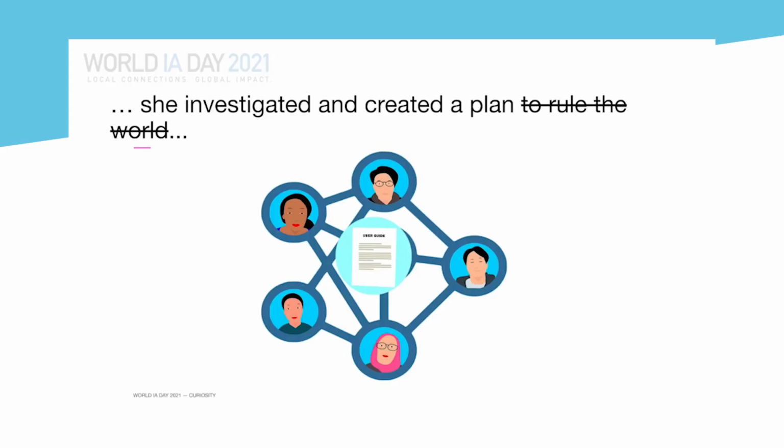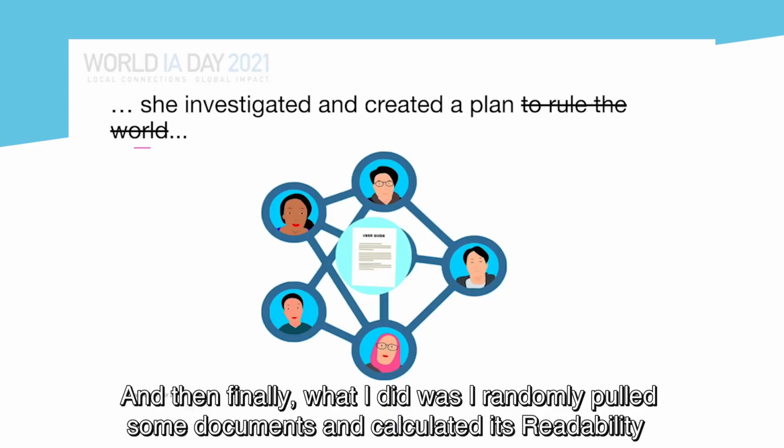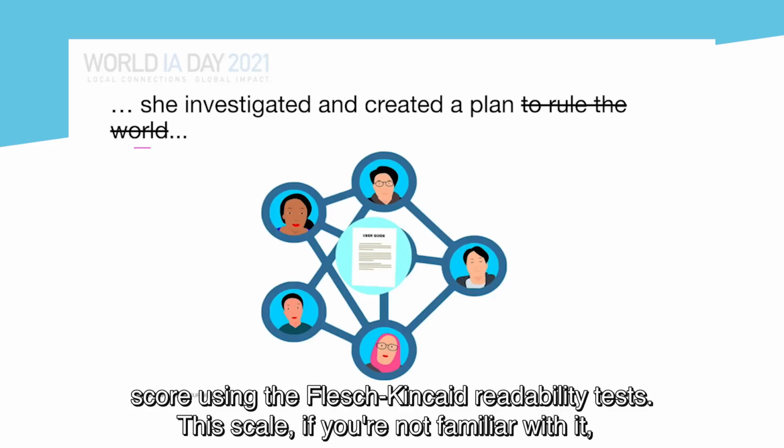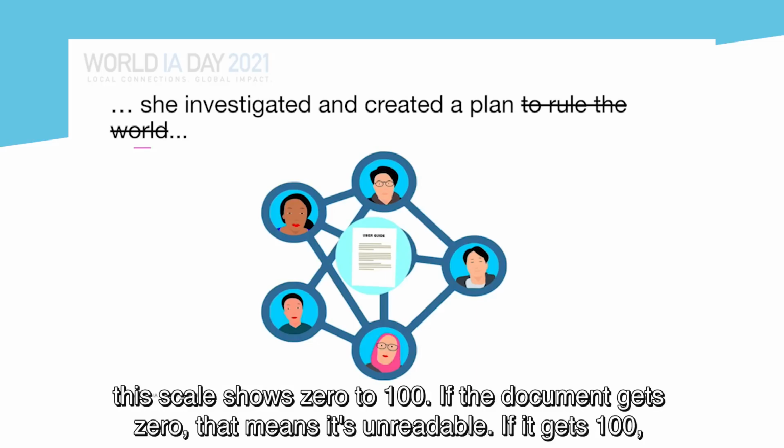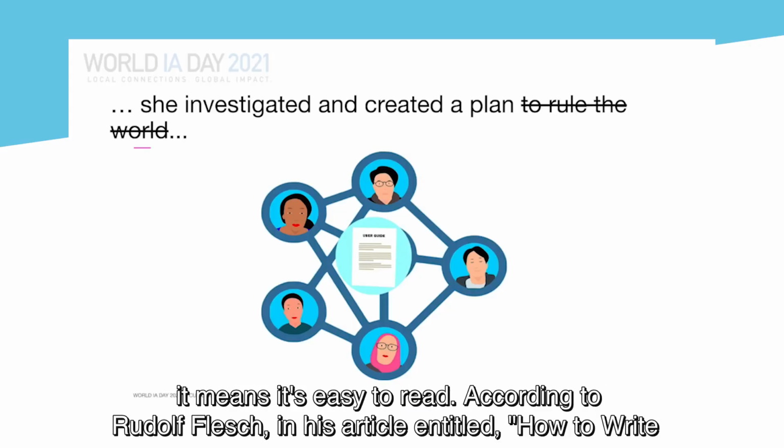And then finally, what I did was I randomly pulled some documents and calculated its readability score using the Kincaid readability tests. So, this scale, if you're not familiar with it, this scale shows 0 to 100. So if the document gets 0, that means it's unreadable. And if it gets 100, it means it's easy to read.